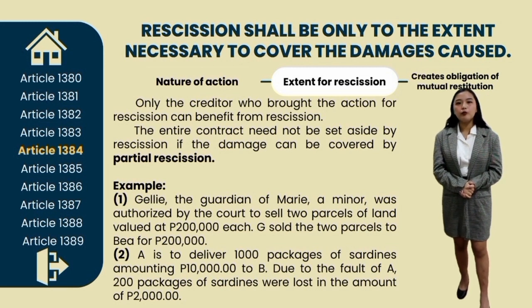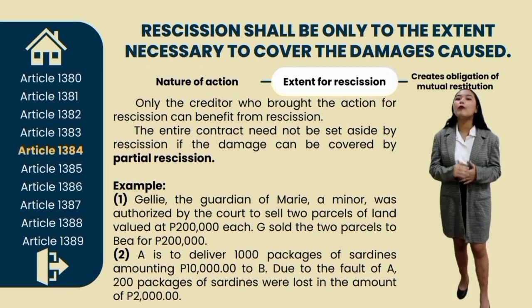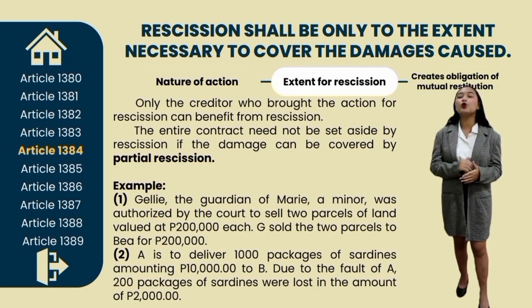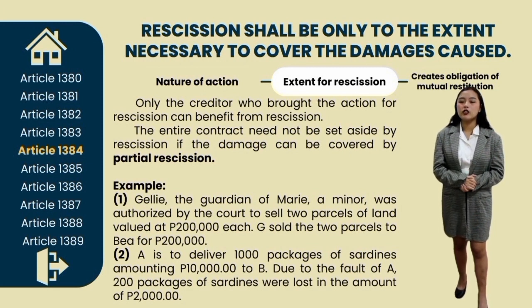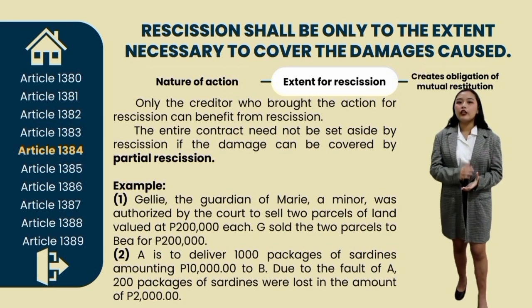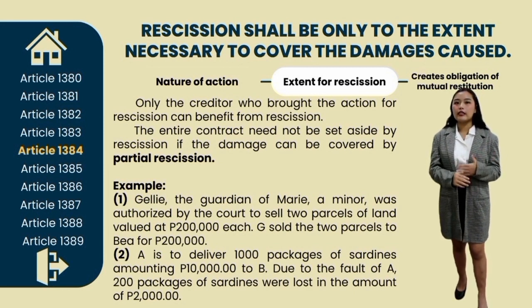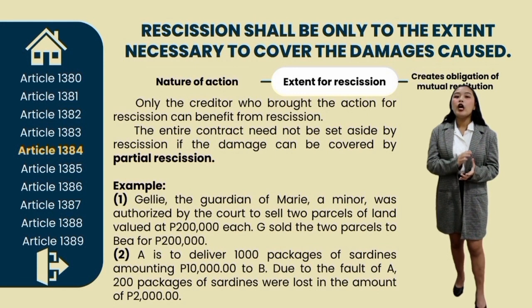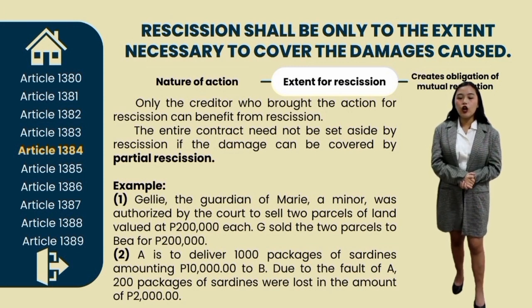For example, Jelly, the guardian of Marie, a minor, was ordered by the court to sell two parcels of land valued at 200,000 pesos each. Jelly sold to Bea the two parcels of land for 200,000 pesos only. In this case, the entire contract need not be set aside by rescission. Rescission may be applied to only one parcel of land. However, if Bea or Jelly decided to pay the 200,000 pesos difference, the rescission will no longer be necessary or needed.